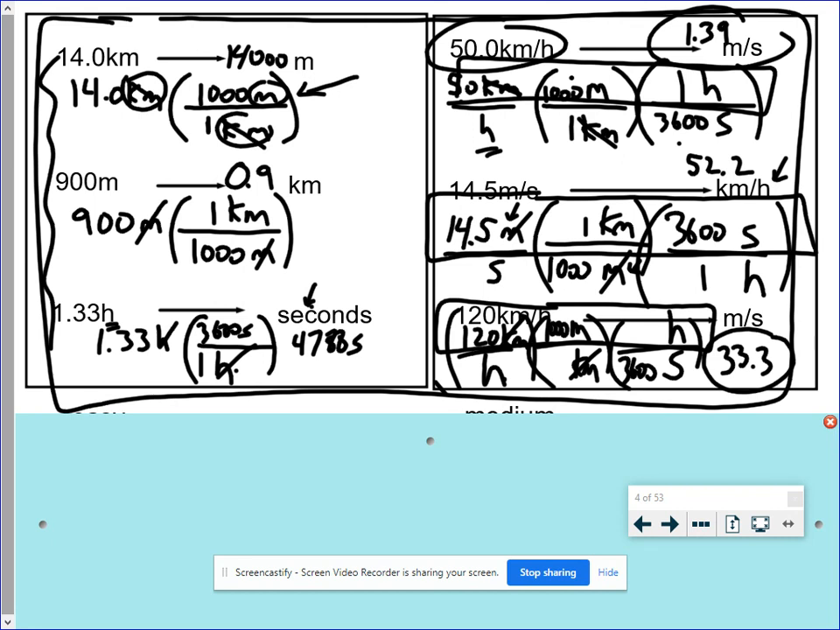So the assignment you're going to do is practice questions just like this, because a lot of times in the physics in Science 20, we have to do a couple of conversions. It's not going to get anything more crazy than this, but you have to know how to do it. And that is metric conversions lesson number 1.